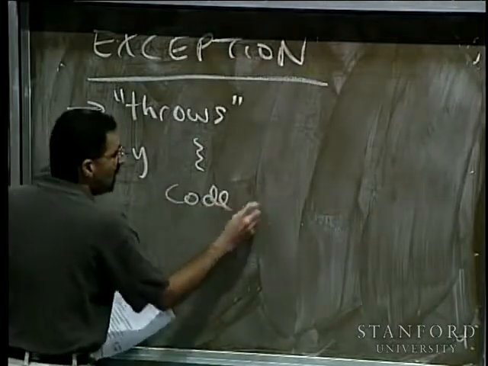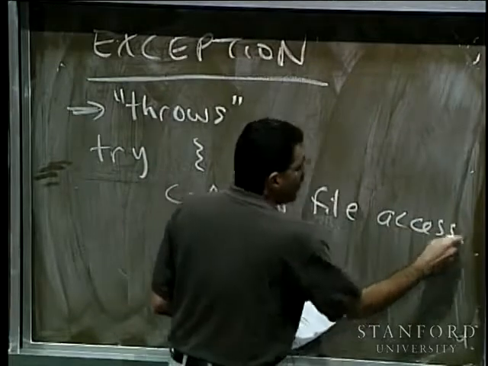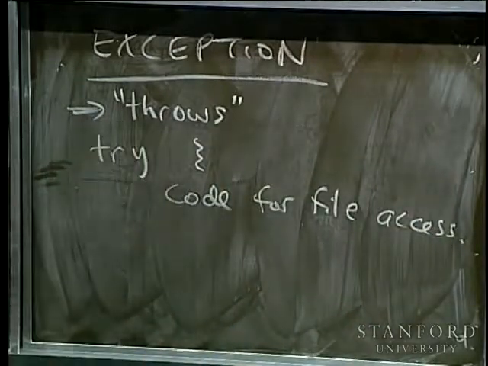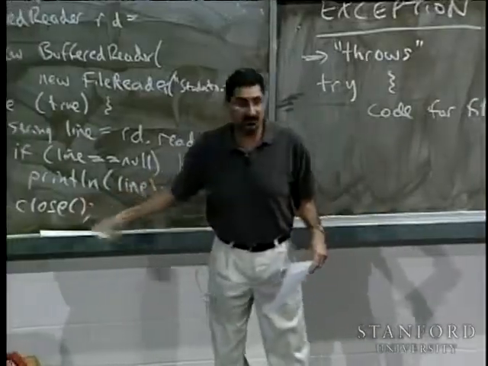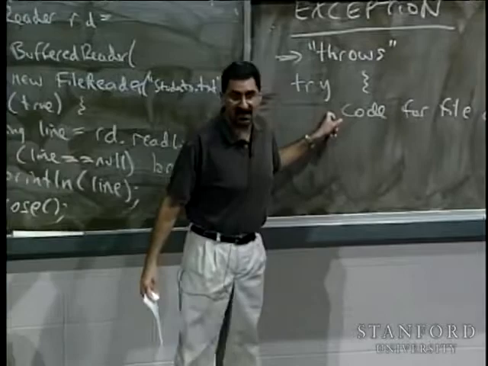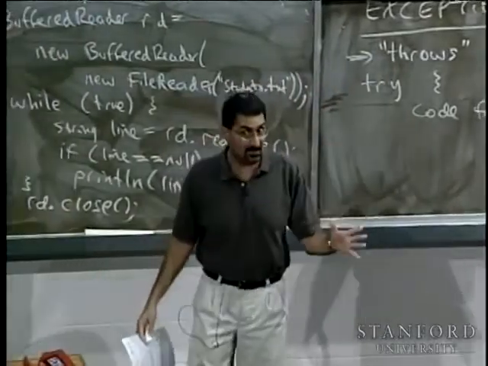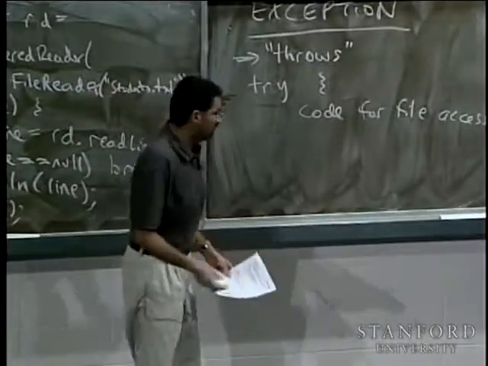Inside here, you have your code for file access. That's whatever you're doing with the file, trying to create a new buffered reader with the file, reading in lines one by one, or closing a file. Anytime you're trying to do something that involves file access, you need to put it inside this thing called a try that says, hey, I'm going to try this out. It may throw an exception. Now, what happens if it does throw an exception?